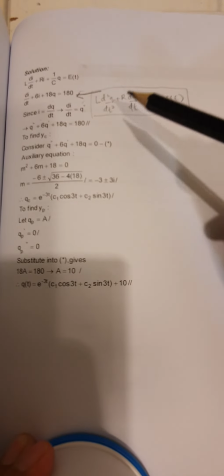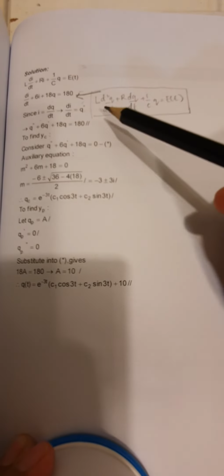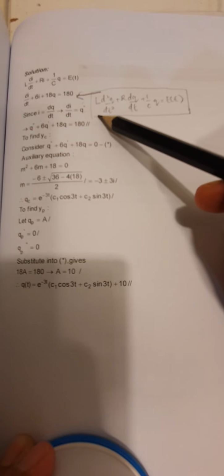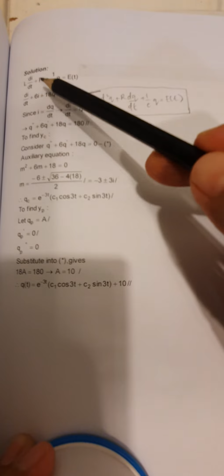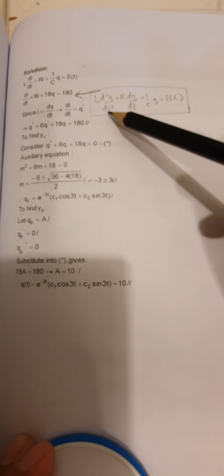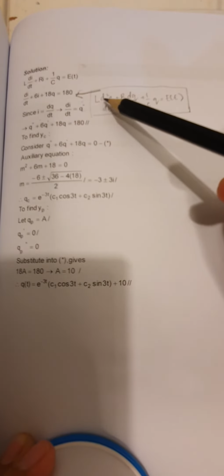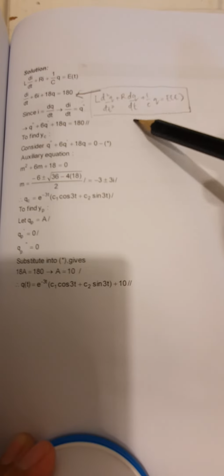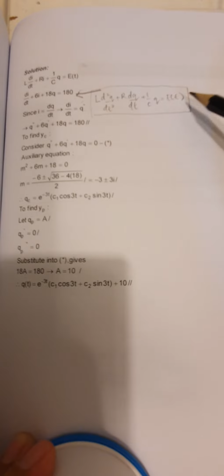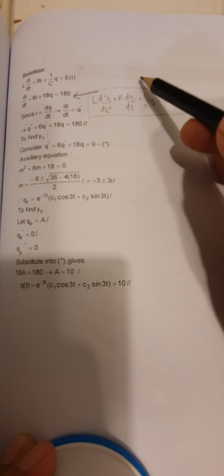Okay, or one more easier way, you can directly use this equation. Because I gave two equations in the notes, either one. So you can use this one or this one. This one is easier because the equation is already d square q dt square plus R dq dt plus 1 over C q equals to E(t). It means you can just memorise this one.